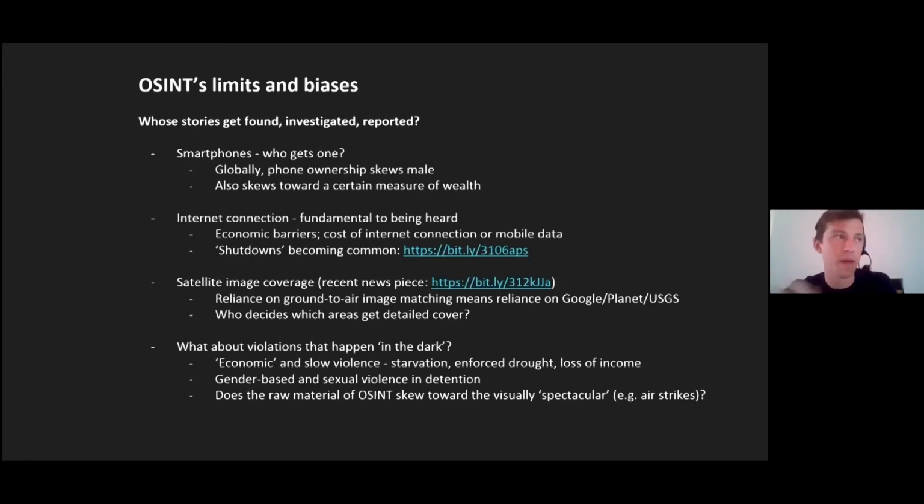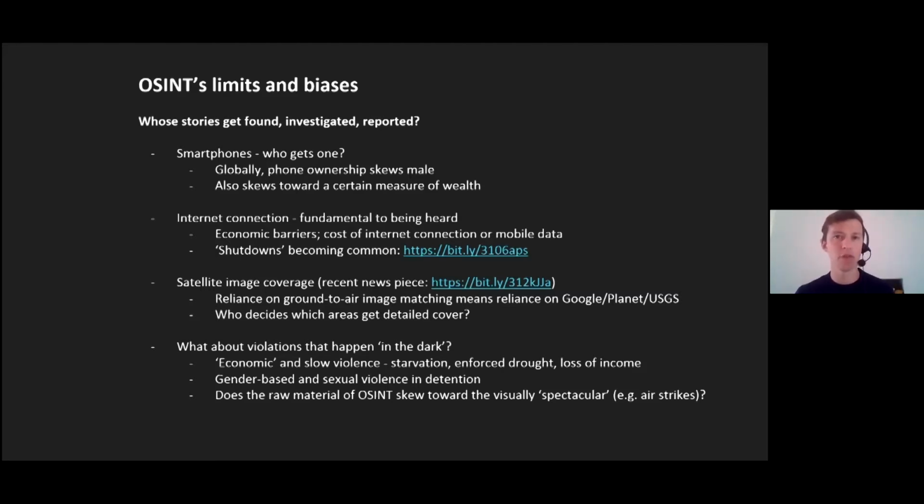Finally, I want to open up by thinking about limits and biases of open source reporting, what we call OSINT. One of the most important things that we're grappling with at the moment is whose stories get found and investigated and reported. Smartphone use is extremely common throughout the world, but it's by no means ubiquitous. Globally, phone ownership tends to skew male, and it tends to skew towards household leaders. It also skews toward a certain baseline measure of wealth. Internet connections are, of course, fundamental to being heard, and economic barriers and shutdowns have restricted people's internet access. So that, of course, affects the ability that we have to engage with their stories.